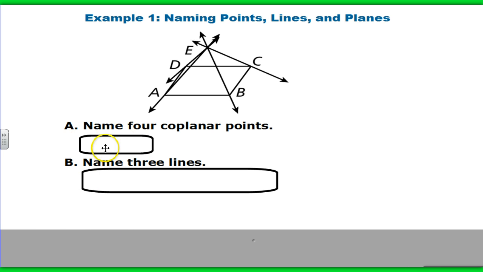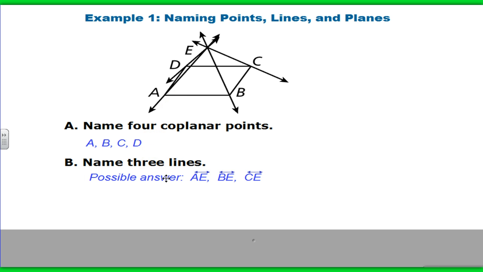Go ahead and pause the video, see if you can answer these 2 questions. And so 4 coplanar points might be A, B, C, D. They're all on this flat surface, right? And 3 lines, lots of choices. And we have AE, BE, CE, DE would work as well, right?